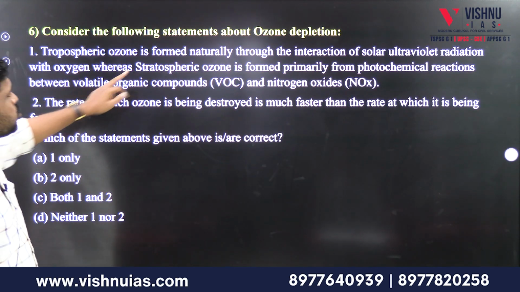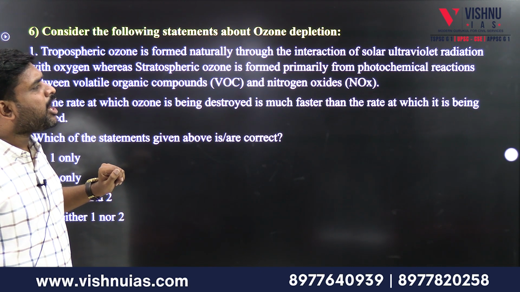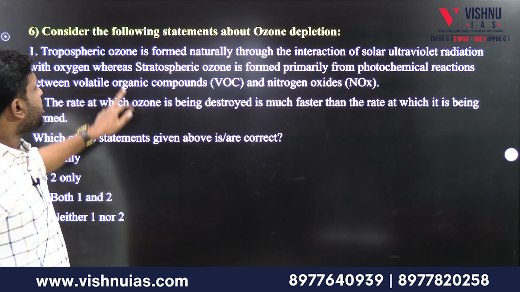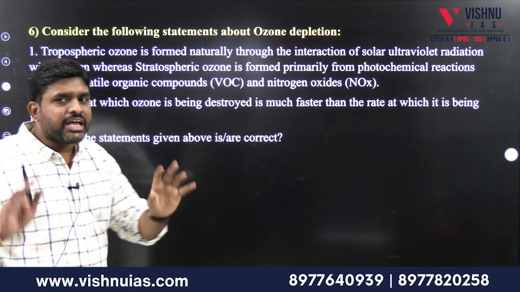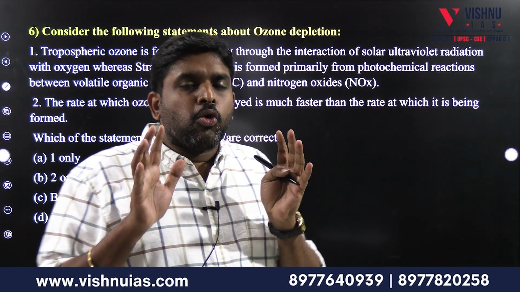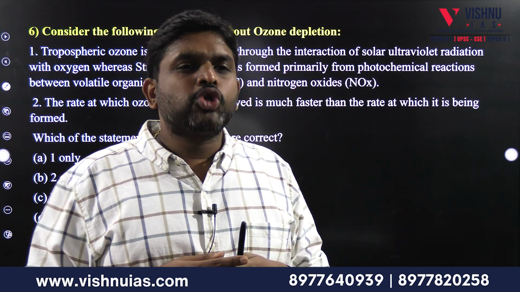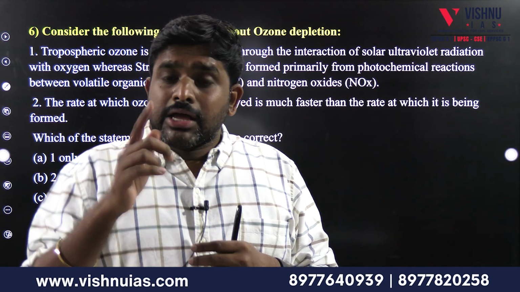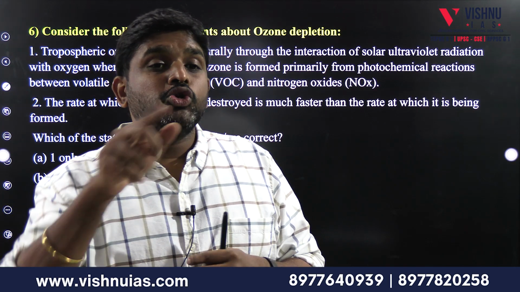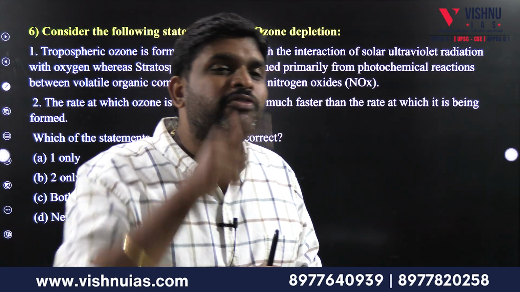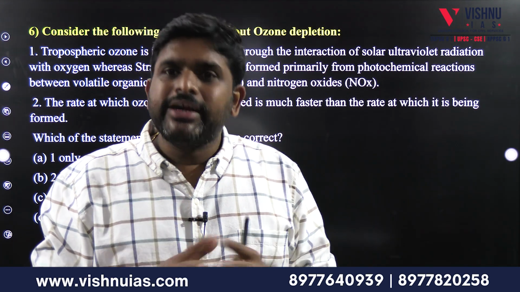In the troposphere, ozone is formed naturally through the interaction of solar ultraviolet radiation with oxygen, whereas stratospheric ozone is formed primarily from photochemical reactions. I will tell you two things. Ozone is generally present in the stratosphere, but ozone is also present in the troposphere. But the ozone present in the troposphere is very dangerous for human beings. The ozone present in the stratosphere is very good for human beings. Means what? Ozone is a pollutant.